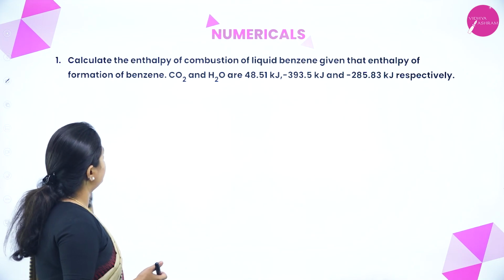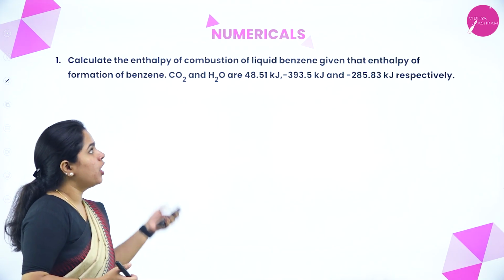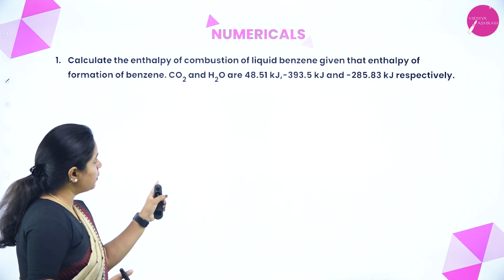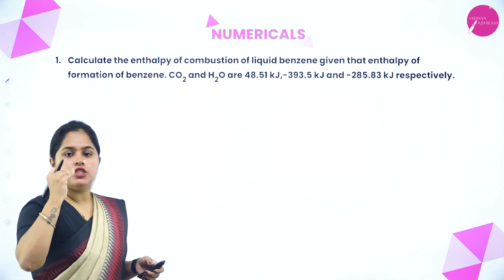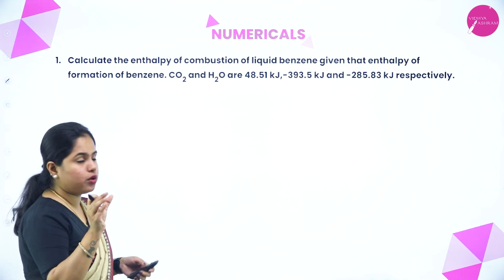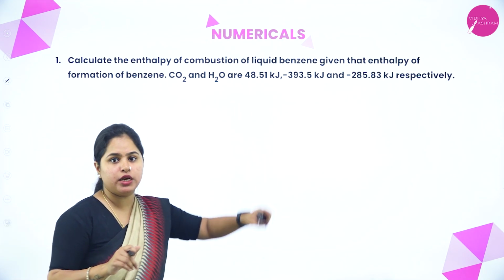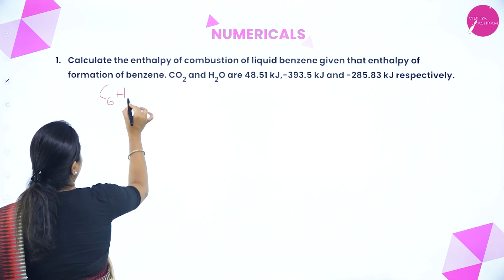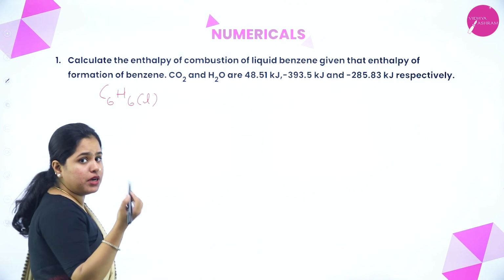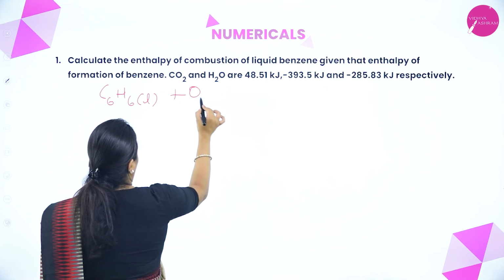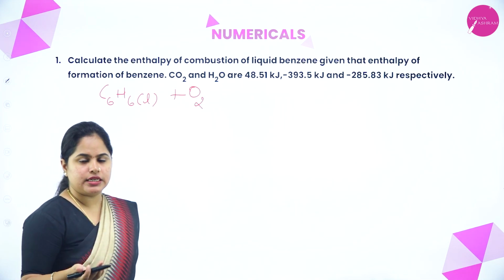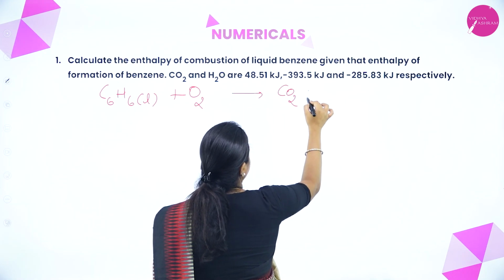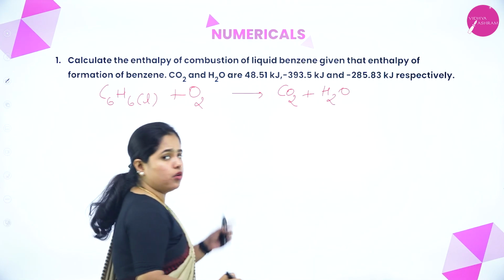So let's take the first example. Calculate the enthalpy of combustion of liquid benzene, given the enthalpy of formation of benzene, carbon dioxide and water are respectively as follows. So the enthalpy of the reaction that we have to calculate is the enthalpy of combustion of liquid benzene. Okay, so the reaction we require here is C6H6 in the liquid state. Combustion means what? Oxygen, right? Combustion means it is burning in the presence of oxygen, and as we already know, in combustion the products are carbon dioxide and water. So now we have to balance it.